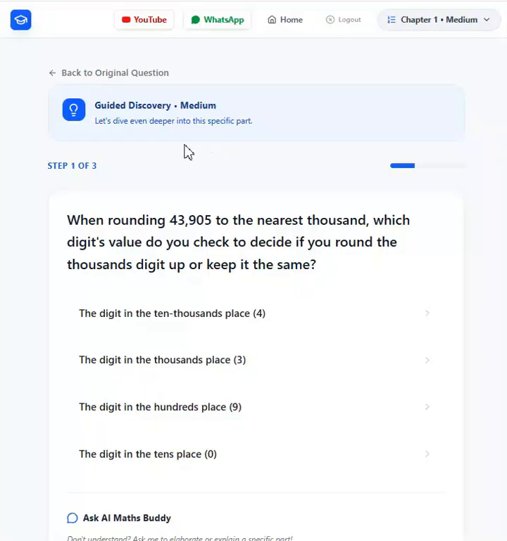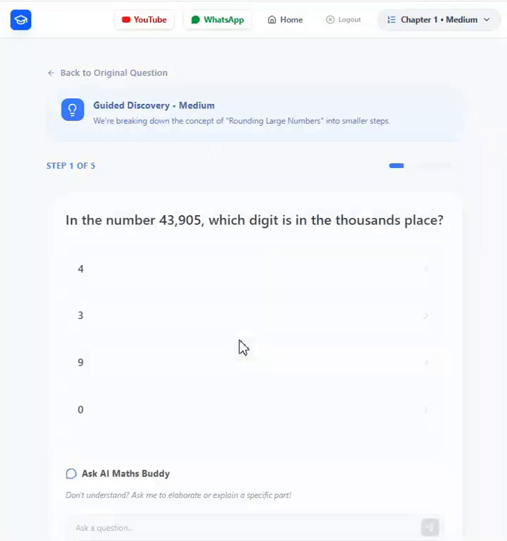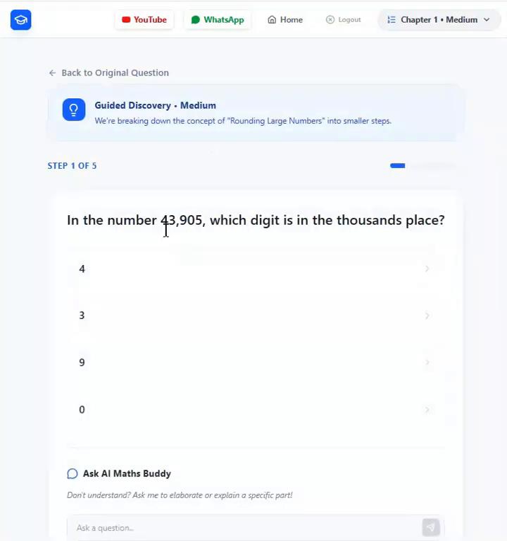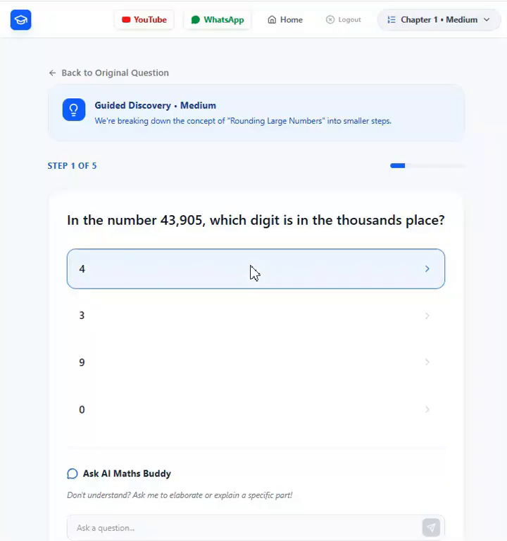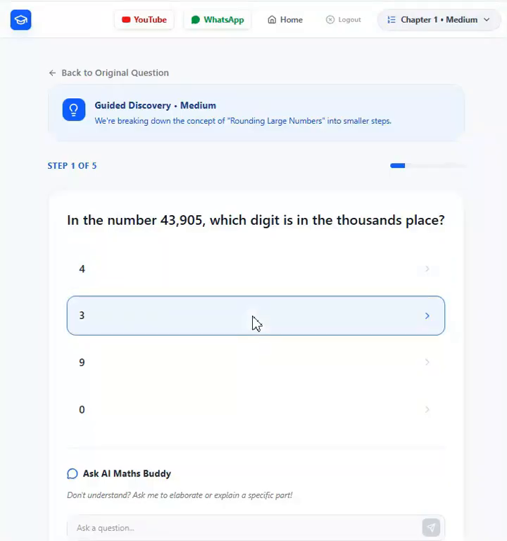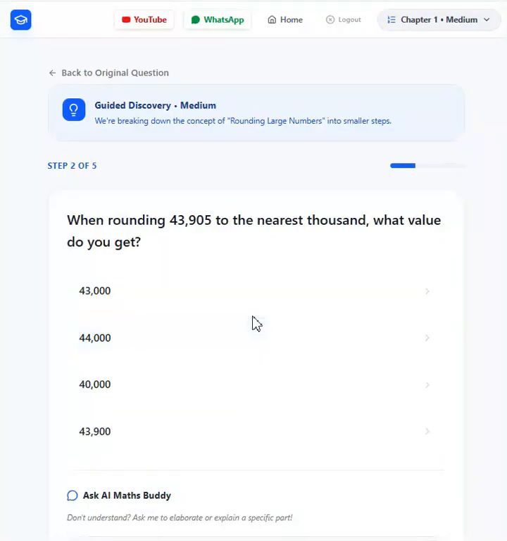Let's go back to the original question. The original helping question was this first helping question. Every time you get a helping question incorrect, it will take you back to the first helping question so that you remain on track. This answer we know is 3. Now we have understood what rounding is, so we do it correctly, which is 44,000.